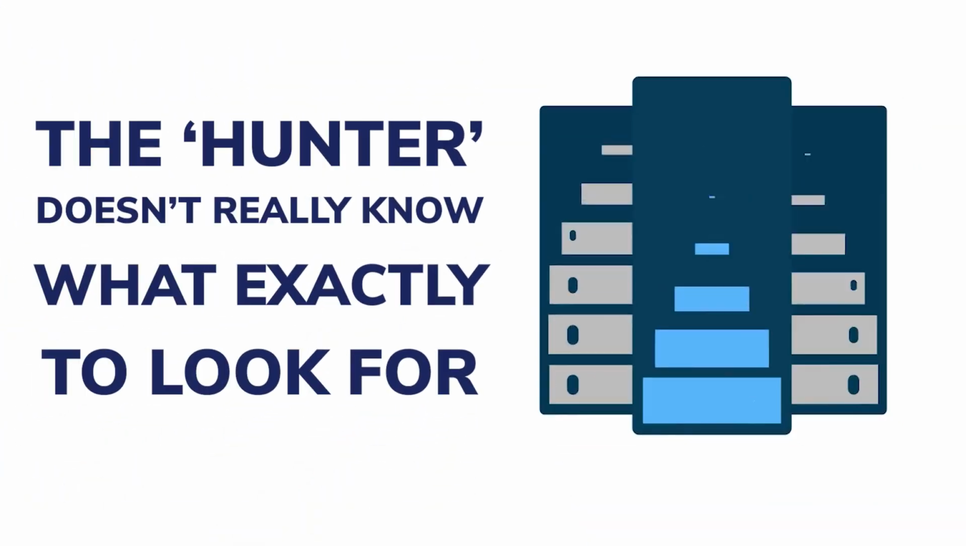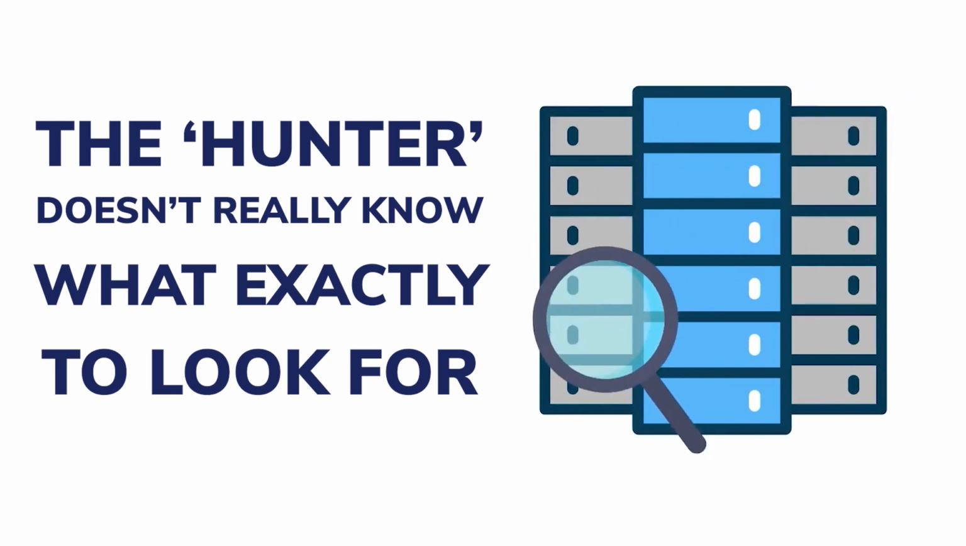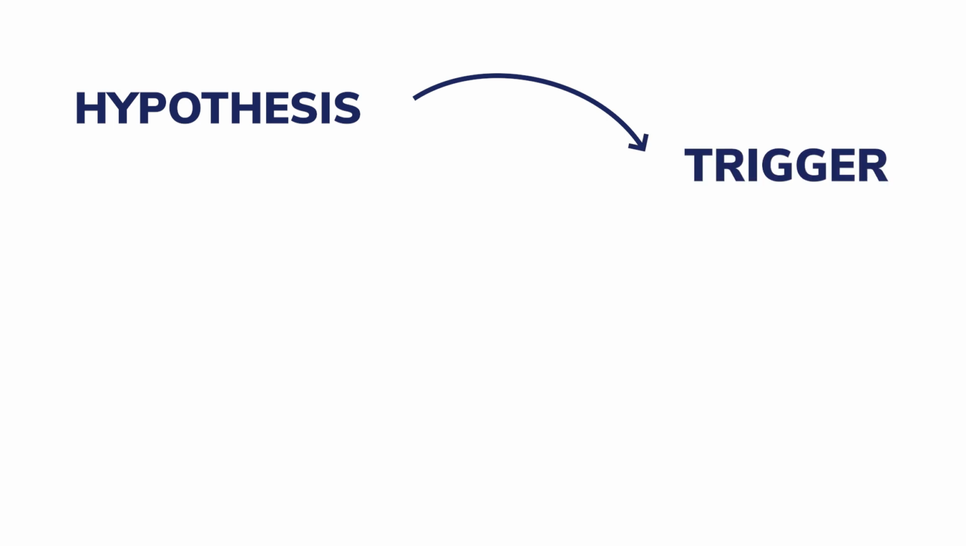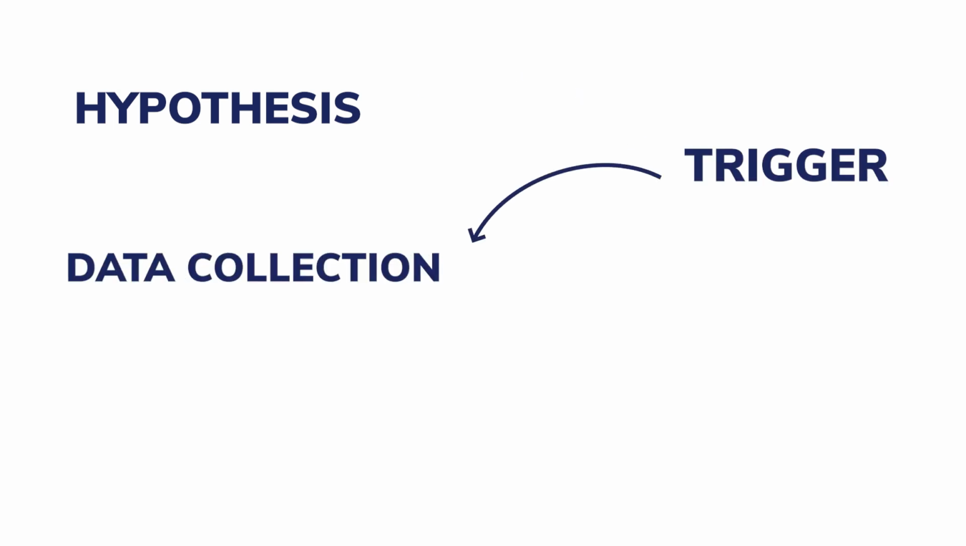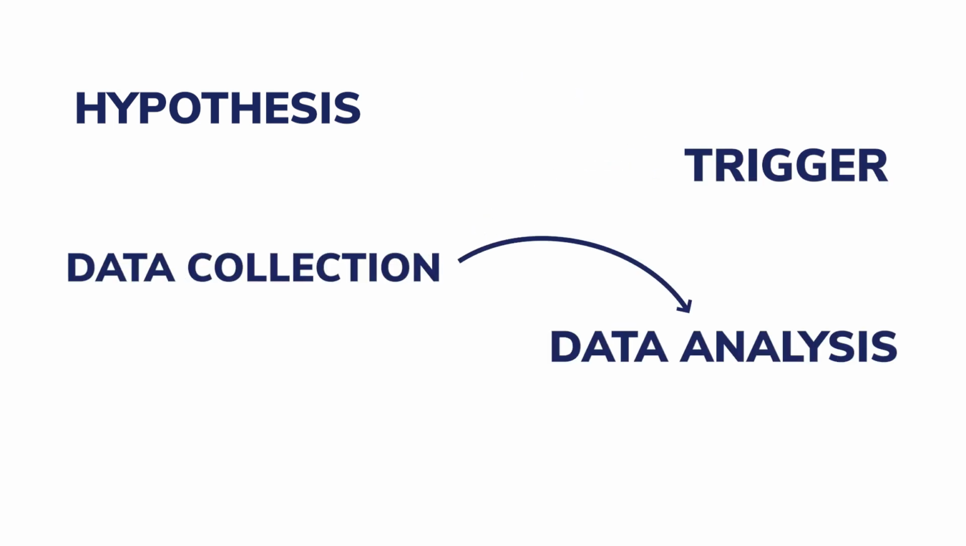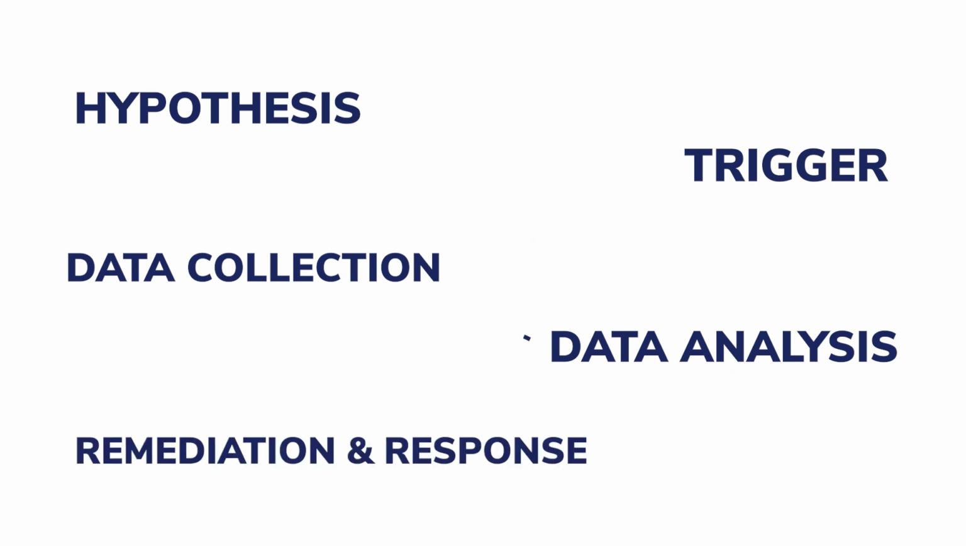Now, let's take a look at the cyber threat hunting process. Cyber threat hunting is a multi-stage process that takes place in a cyclic manner. Since the hunt itself is proactive, the hunter doesn't really know what exactly to look for. The process starts with the hypothesis and the trigger, followed by data collection. The next step is data analysis. The final step is remediation and response to remove the threat from the system. But let's talk in detail about these stages.